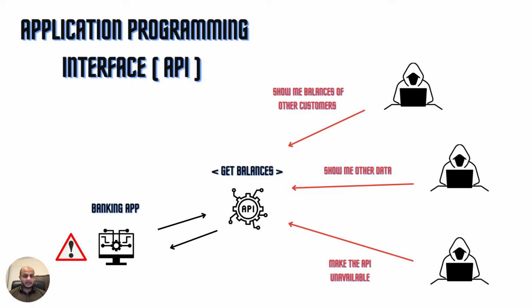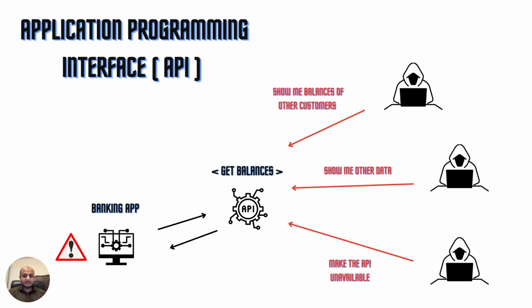If I'm an attacker, I can compromise this API. I can say, okay, instead of my balance, show me the balances of other customers. Or maybe I can say, show me the user IDs and passwords. Or maybe I can just bring the API down, effectively doing a denial of service attack on your banking application. So your banking application will completely get compromised. And these attacks have happened before. There was one attack, I think, on an American bank credit scoring application. He was able to increase his credit score because he was able to compromise the API.